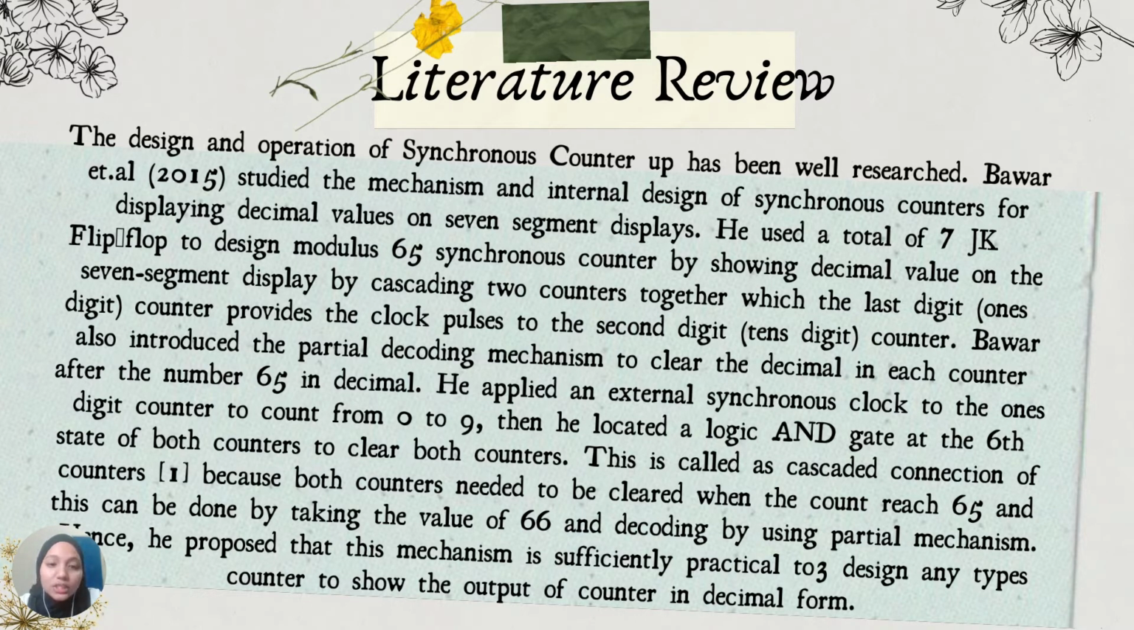Bauer also introduced a partial decoding mechanism to clear the decimal in each counter after the number 65 in decimal. He applied an external synchronous clock to the ones digit counter to count from 0 to 9. Then he located a logic AND gate at the 6th state of both counters to clear both counters. This is called a cascaded connection of counters because both counters needed to be cleared when the count reached 65. So this proposed mechanism is sufficiently practical to design this type of counter to show the output of the counter in decimal form.